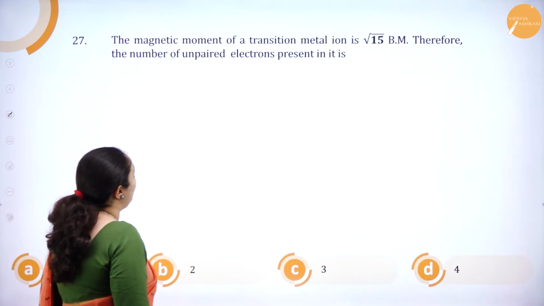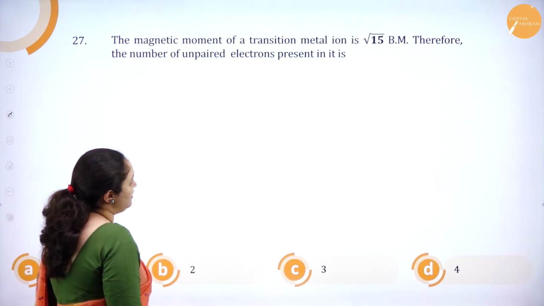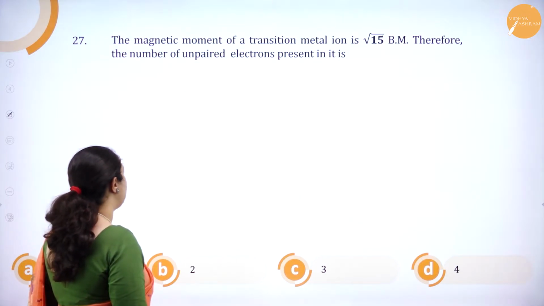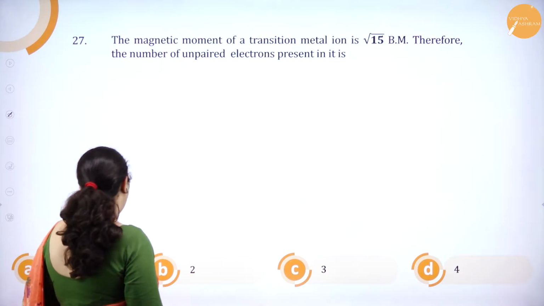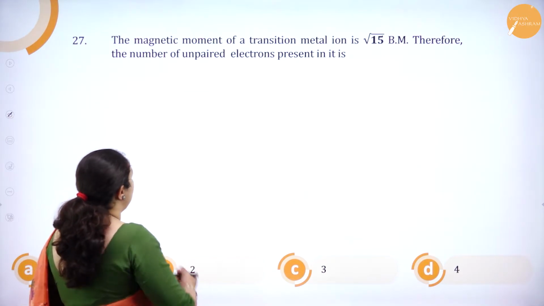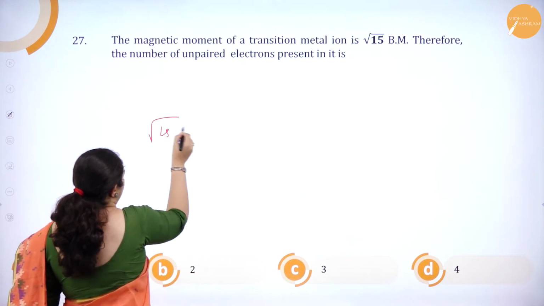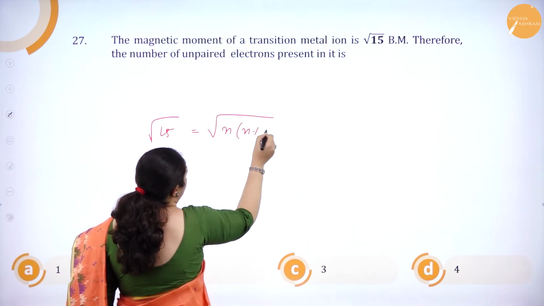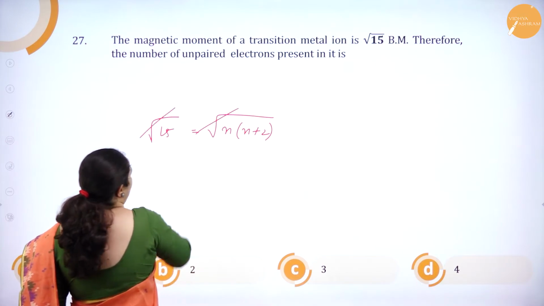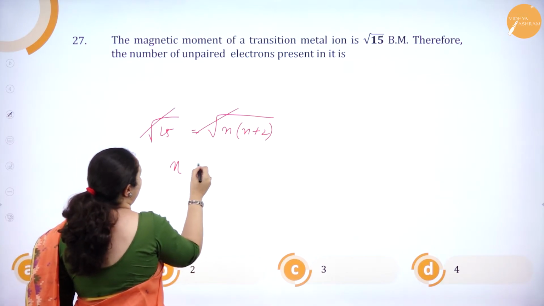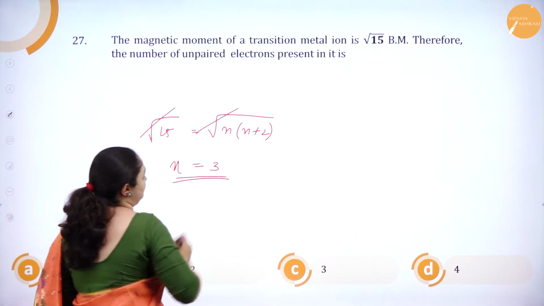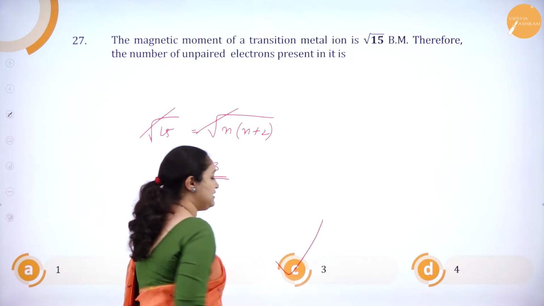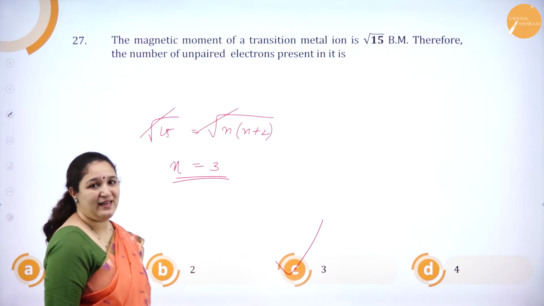The magnetic moment of a transition metal ion is root 15 BM. Therefore, the number of unpaired electrons present in it is 1, 2, 3, or 4. See, it is root 15, which is equal to root of n into n plus 2. And if you solve, n will be 3. Okay, so the option is C, 3 unpaired electrons.